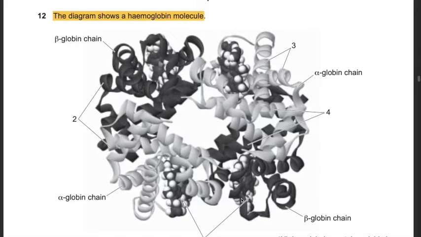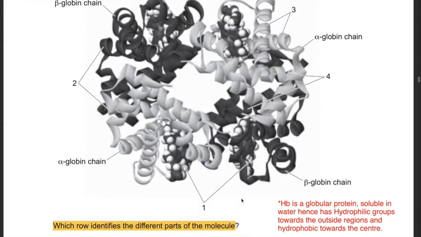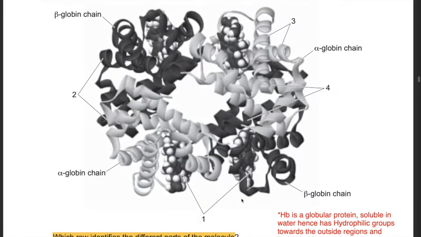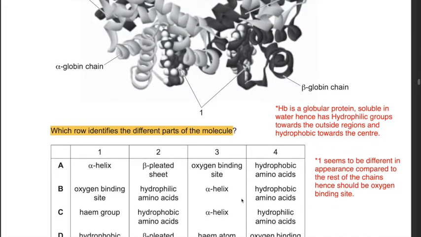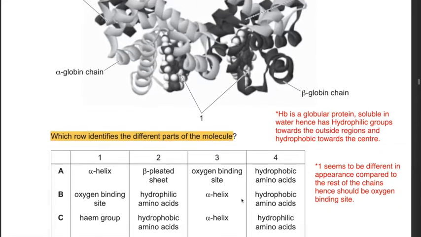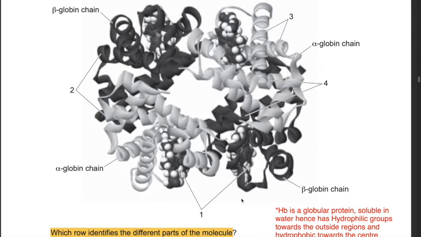Question 12. The diagram shows a hemoglobin molecule. Which row identifies the different parts of the molecule? Now, hemoglobin is a globular protein, hence it is soluble in water as it has hydrophilic groups pointed towards the outside regions and hydrophobic groups towards the center. And if you go to the answers A, B, C and D, the answers include hydrophilic as well as hydrophobic amino acid chains. And if you go to this given diagram, where should hydrophilic amino acids lie? It should obviously lie towards the outside region because it is soluble in water.